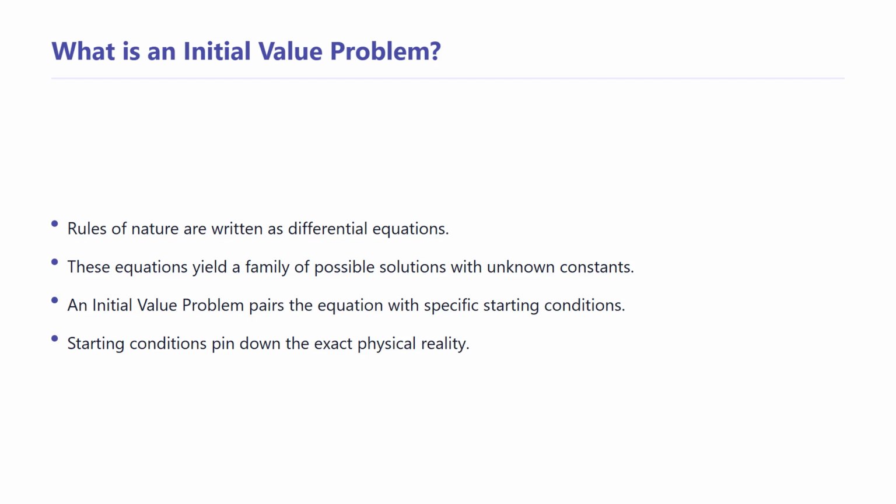Now that we have a physical picture, let us look at the mathematics. In mathematical physics, the rules of nature are written as differential equations. When we solve these equations, they give us a general family of possible solutions, which contain unknown constants. An initial value problem, or IVP, is simply a differential equation paired with a specific set of starting conditions. These starting conditions allow us to pin down the exact physical reality of our system by finding the specific values for those unknown constants. With them, we get a precise, unique prediction.